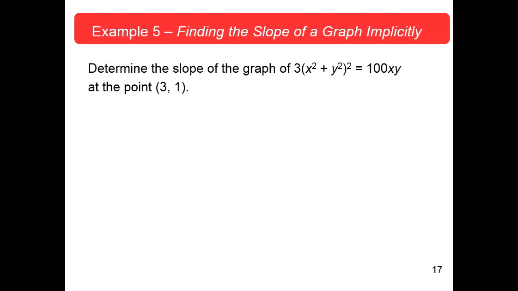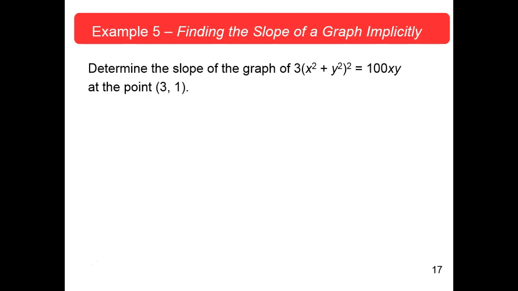Now, example 5. Determine the slope of the graph of this one at the point 3, 1. I think you probably already guessed what I'm going to do first. Maybe not. I want to make sure 3, 1 is on that graph. Okay? Good. Okay. Let's see if it is. What's 3 squared? Plus. It is.